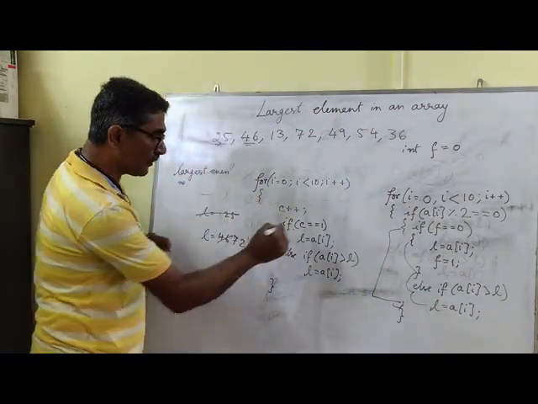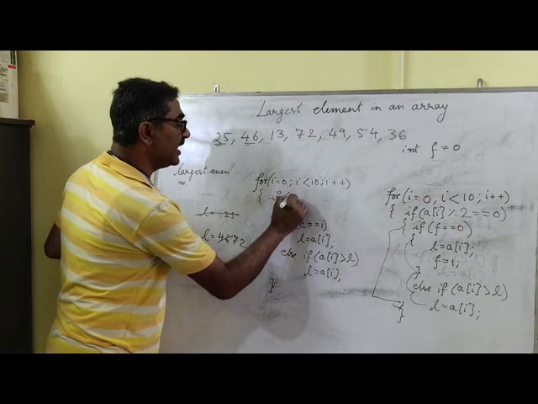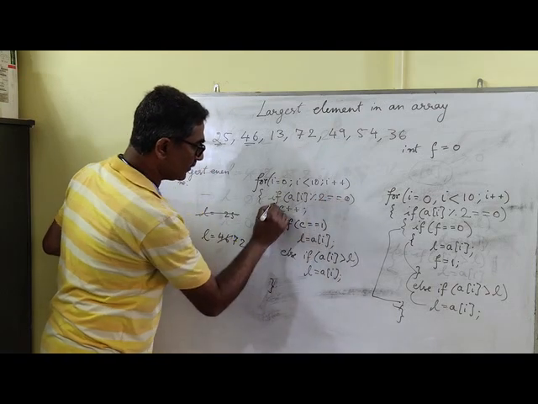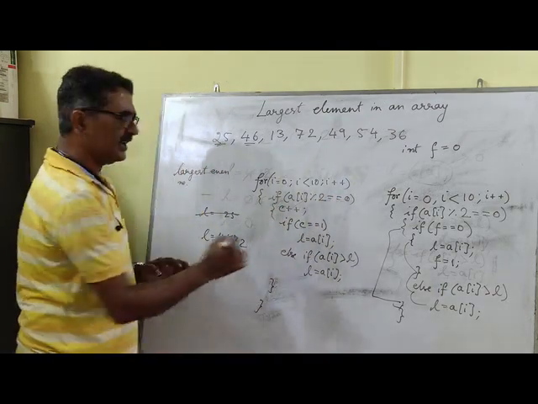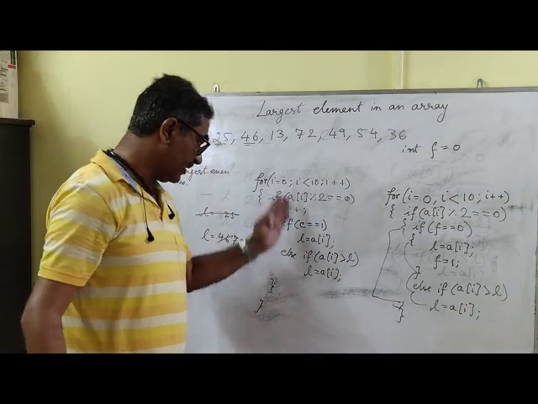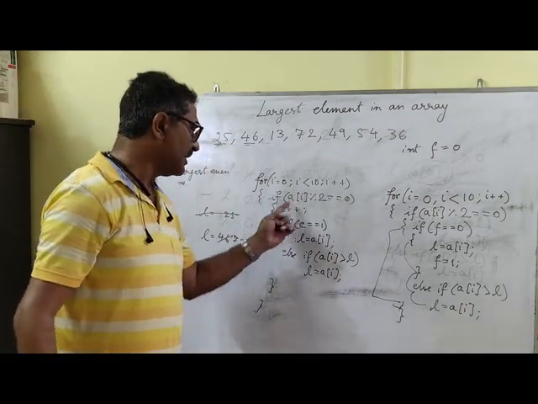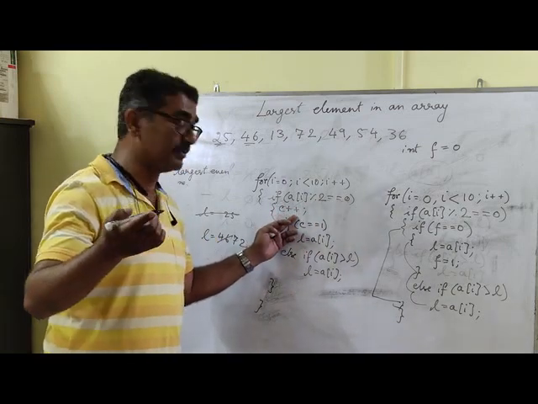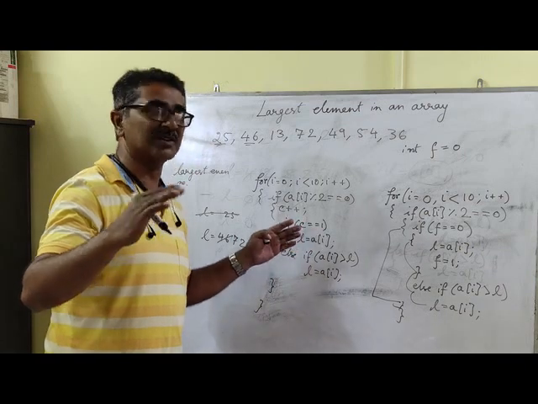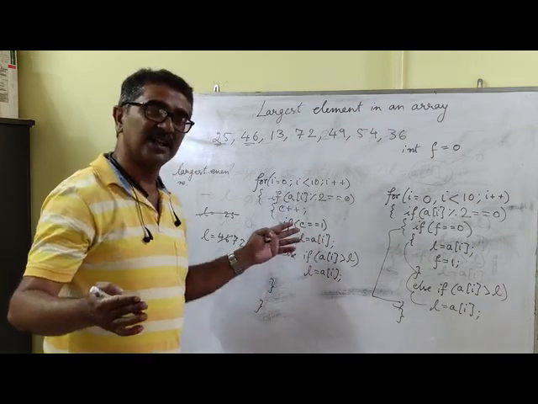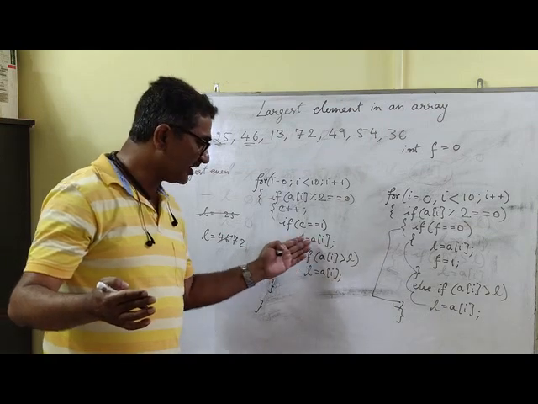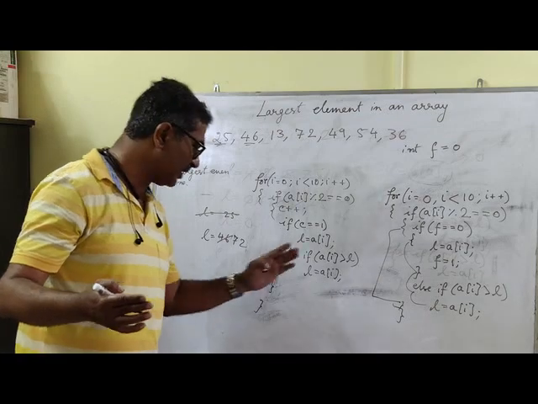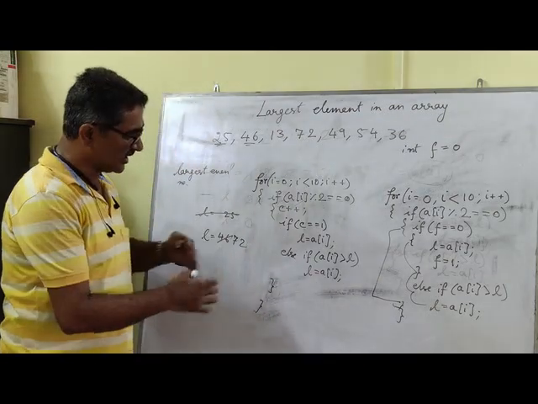Same thing we can also apply out here. So if A of I happens to be an even number, then we can find the largest even number. That means wherever it is even, C plus plus. So whenever we get an even number, only then the value of C will be increased by 1. And when C is 1, that means we got the first even number, and we can store the value of A of I inside L, and for subsequent even numbers, if it is greater than L, then assign the value of A of I to L. So this process can be iterated this way.